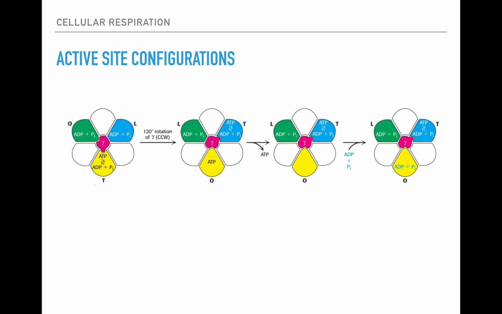3 active sites on the enzyme trap ATP and Pi, ATP synthesis, and ATP release, and ADP and Pi binding. The active sites can change functions, whether in the L conformation, which binds ATP and Pi, T, which converts ADP and Pi into ATP, or O, the open conformation, which can bind or release adenine nucleotides. This synthesis and release of ATP is driven by the rotation of the gamma subunit. The proton motive force drives the release of ATP from the enzyme.